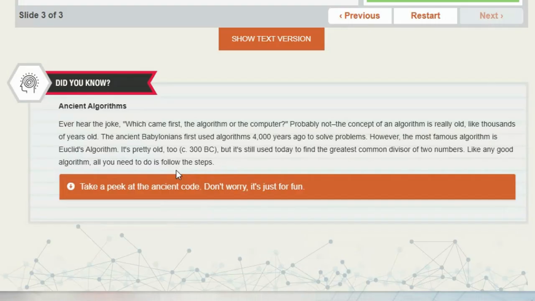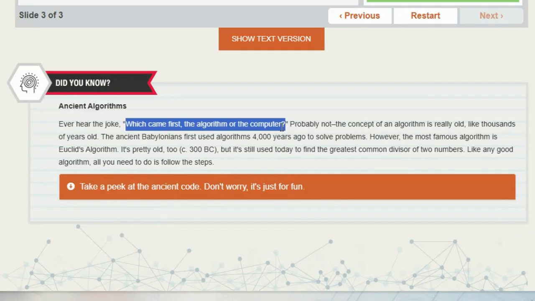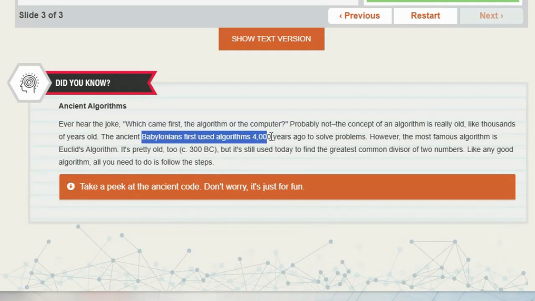All right. Ancient algorithms. You ever heard the joke, which came first, the algorithm or the computer? Okay, you probably heard that differently. Probably not. The concept of an algorithm is really old. I mean, like thousands of years old. Algorithms have been around a long time. The ancient Babylonians first used algorithms 4,000 years ago to solve problems. Now, they didn't do it on a computer, but they had algorithms.